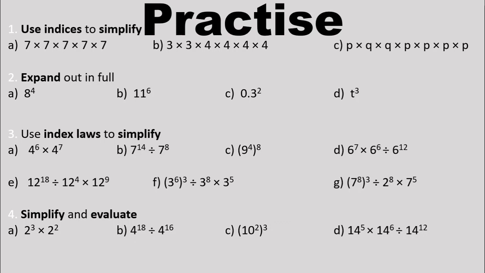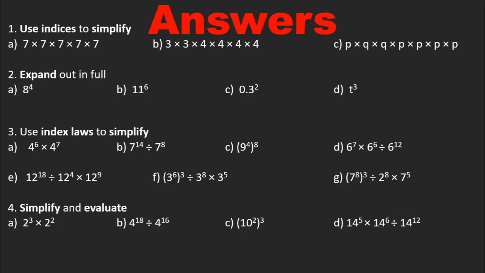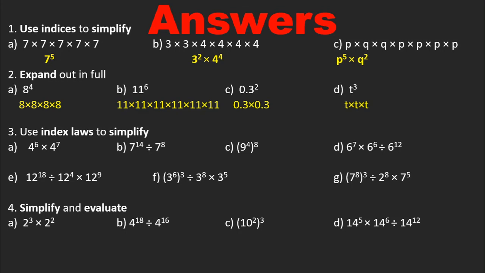I hope you've had a chance to hit pause, because here come your answers. For question 1, for question 2, for question 3, notice with D, 7 plus 6 minus 12 gives us 1, but when there's an index of 1, we don't need to write it. 6 to the power of 1 is the same thing as 6.